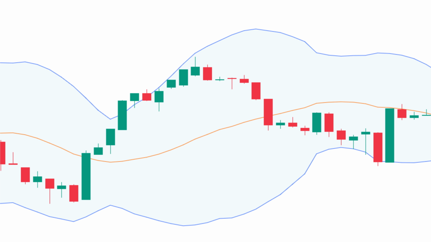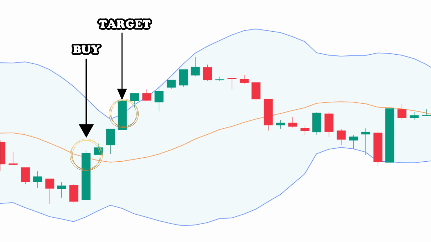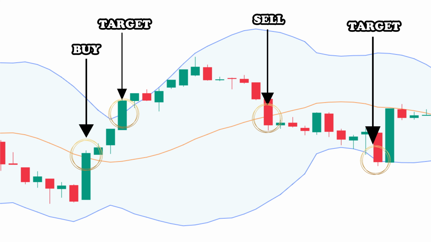One way to use Bollinger Bands is to set stop loss and take profit levels. For example, if you place a buy order at the point where the middle band crosses, which is calculated using a 20-day moving average, the upper band could serve as the target price. Similarly, if you initiate a sale at the middle band crossover, the lower band would represent the target price.